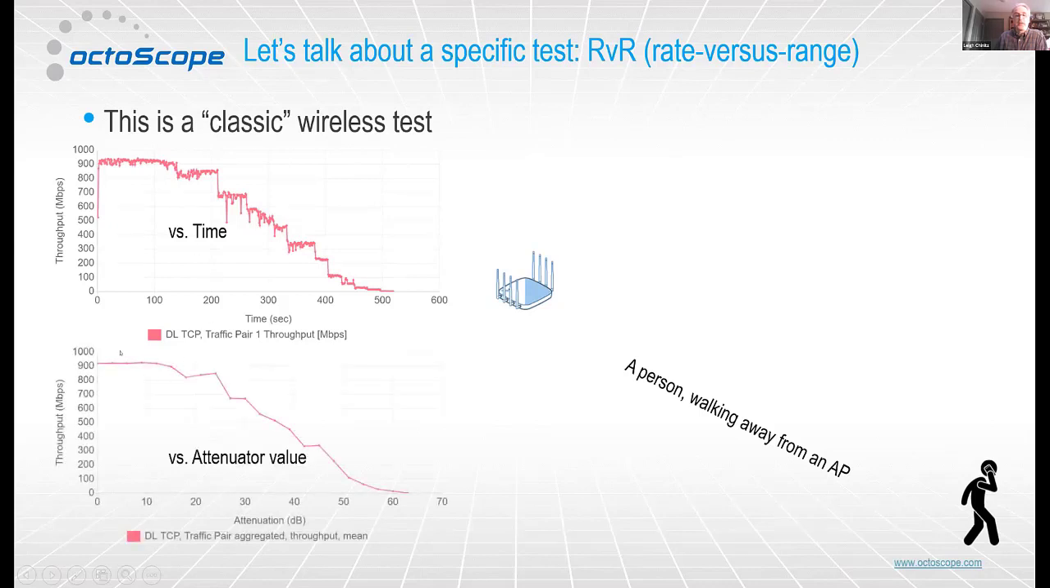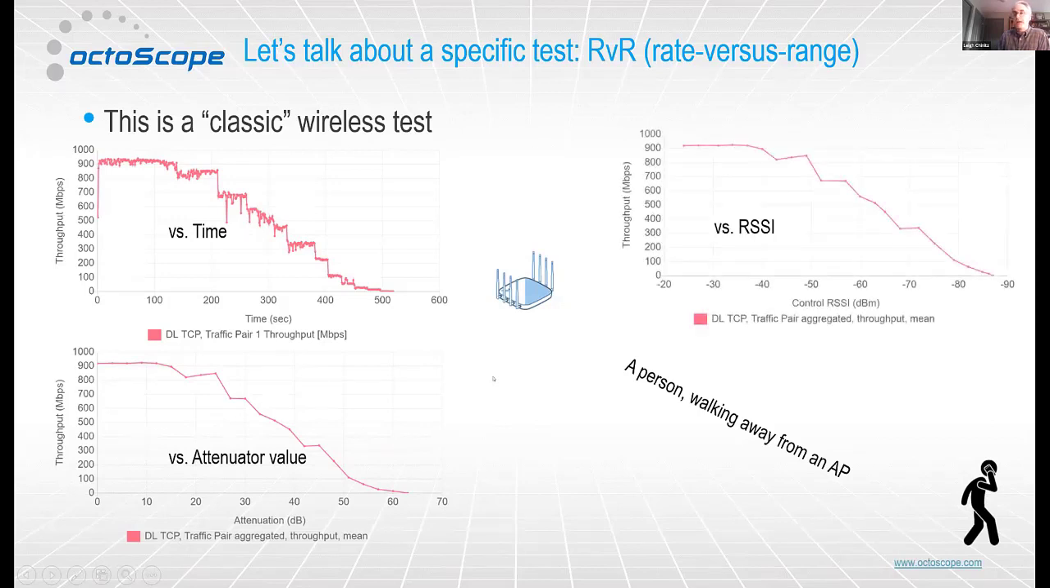A more common way of looking at the data is to average the data points for any given attenuation setting. This would be roughly equivalent to a person standing a certain distance away from the access point and measuring for a certain period of time, then moving a little bit further away and measuring, moving a little bit further away, et cetera, and measuring. And when that person measures for a certain period of time, we then would average the data together and we get a plot like this. This is the classic rate versus range plot. We'll have a lot of them during the discussion today.